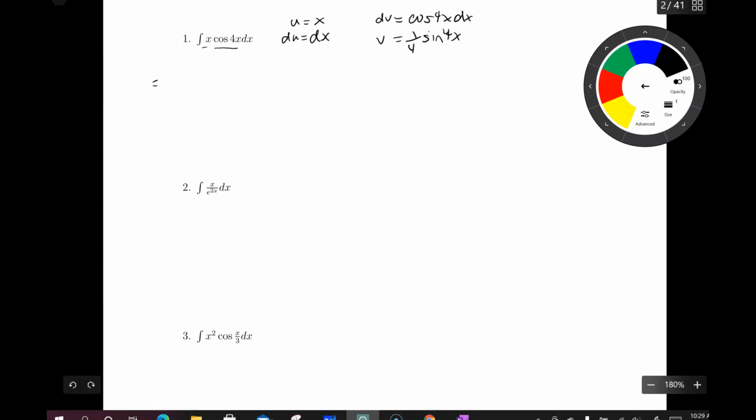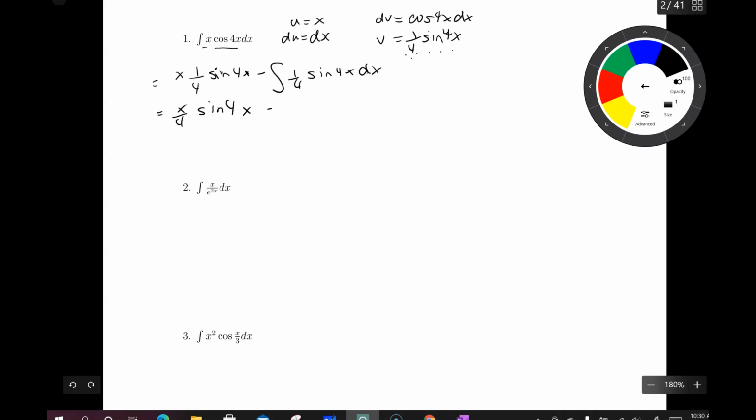So again, the integration by parts formula is uv, so u times v, 1/4 sine of 4x, minus the antiderivative of v du. Okay, so this one here, I am going to take the time to clean it up.